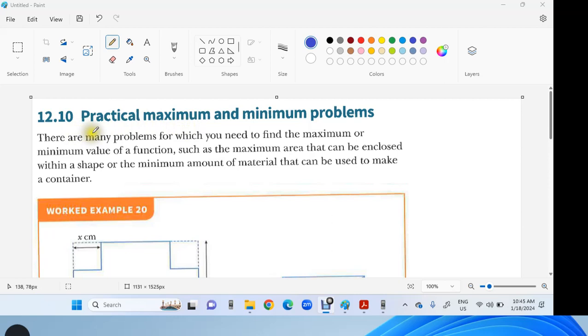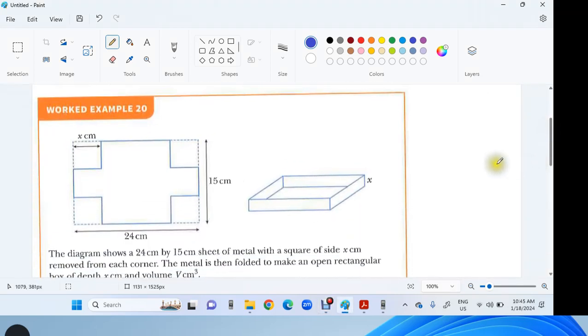Over here they say that there are many problems for which you need to find the maximum or minimum value of a function, such as the maximum area that can be enclosed within a shape or the minimum amount of material that can be used to make a container. So we look at this example.